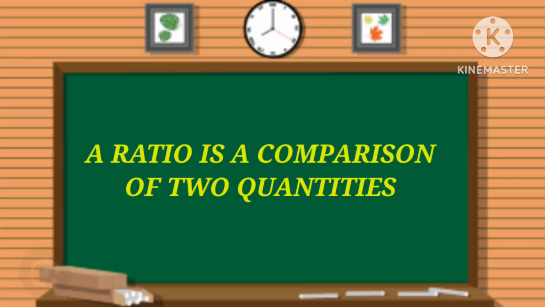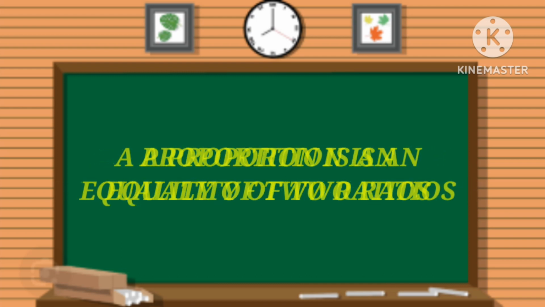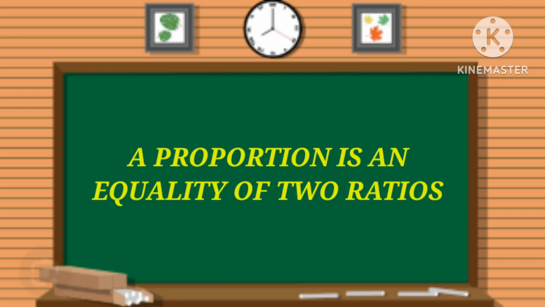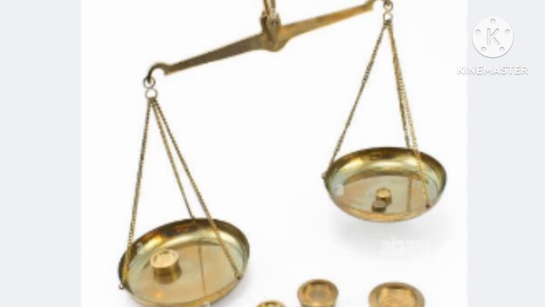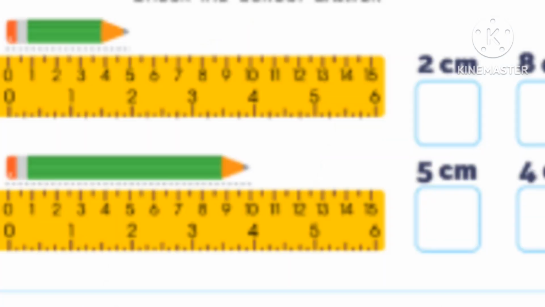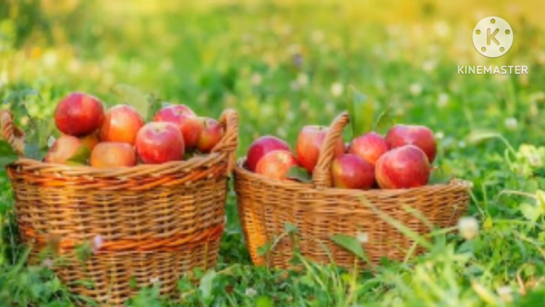A ratio is a comparison of two quantities. A proportion is an equality of two ratios. In our daily life, we often come across many situations where we need to compare quantities in terms of their magnitudes or measurement. The ratio of two quantities of the same kind and in the same units is a fraction that shows how many times one quantity is of the other.